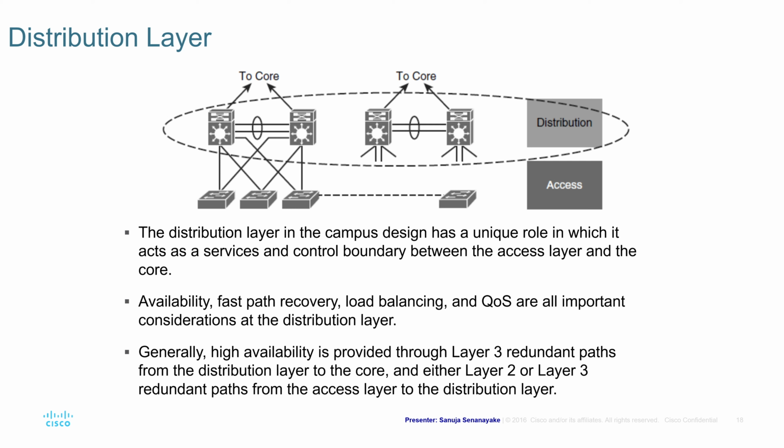So on an exam or a quiz, if somebody asks, if you were to implement QoS, which is the best place in this layered model that you should be implementing it, that would be the distribution layer. Generally, high availability is provided through layer 3 redundant paths from the distribution layer to the core, and either layer 2 or layer 3 redundant paths from the access layer to the distribution layer. So these are the key features of the distribution layer.